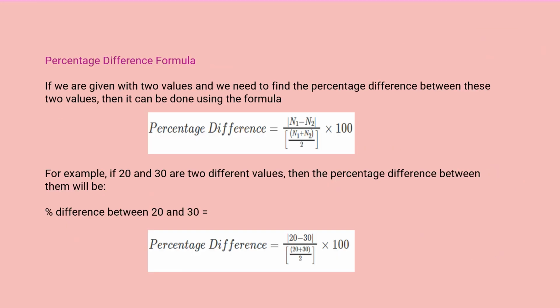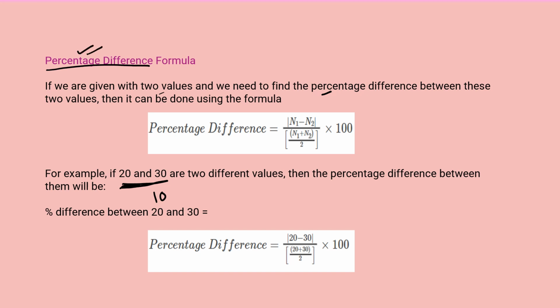Okay. Now there is a concept called percentage difference. So what does it say? Difference between the two values and find the percentage difference. For example, if we have taken 20 and 30, what is the numerical difference between 20 and 30? It is 10. But if we are asked what is the difference between 20 and 30 in percentage terms, this is what we mean by percentage difference.